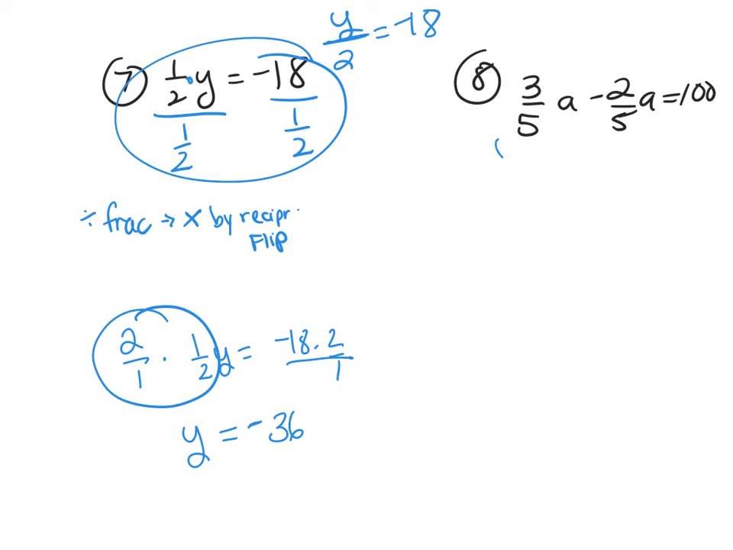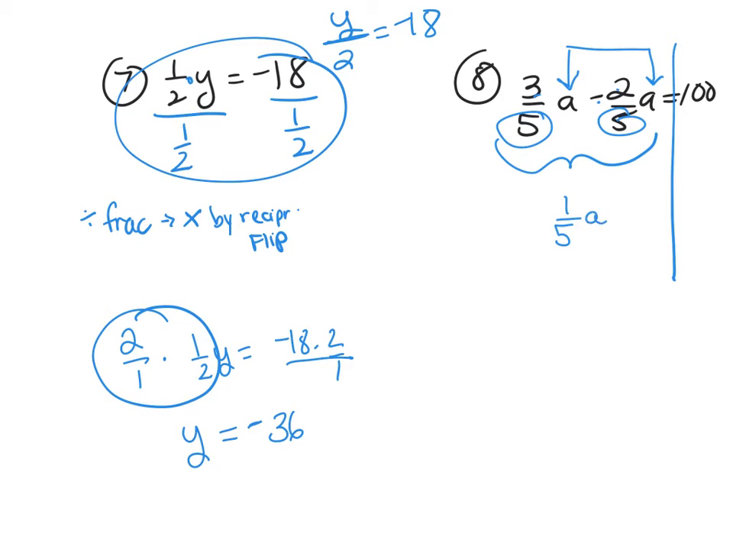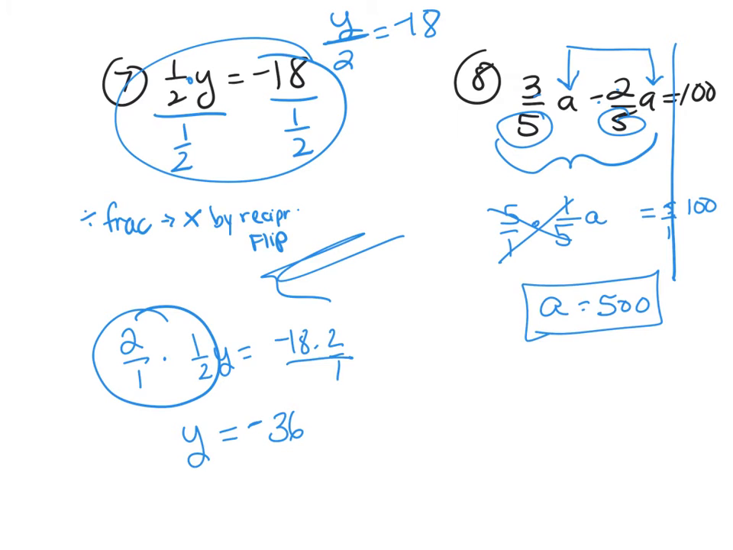Okay, let's try here. Same idea as number 6. You have like variables on one side of the equation, so we need to combine them first. The denominators are the same, thank goodness. So this becomes 3 minus 2, so 1 over 5a is equal to 100. I'm going to use the same technique I used here, so I'm going to multiply by the reciprocal or the flip. So these go to give me 1. I'm left with a is equal to 5 times 100, so that's 500.